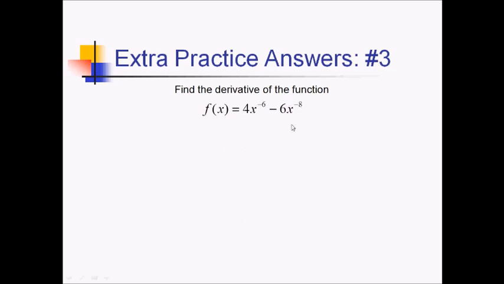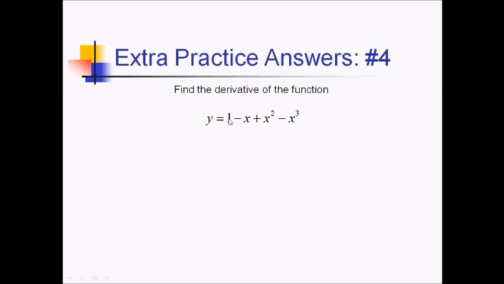To find this derivative, I just use the power rule from left to right. So I've got negative 24, x to the negative 6 minus 1 is negative 7. Then we have negative 6 times negative 8 is 48, x to the negative 9 if we subtract 1 from negative 8.